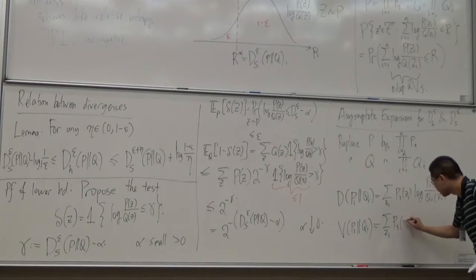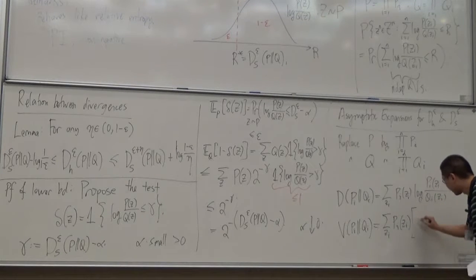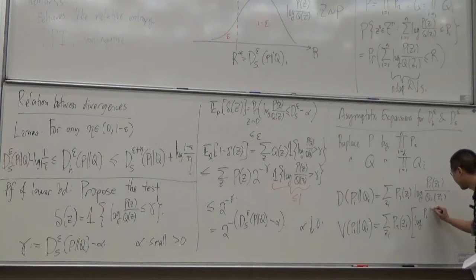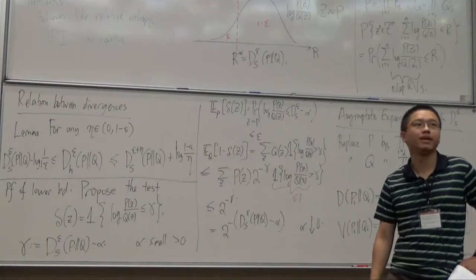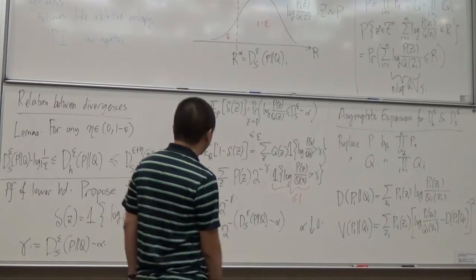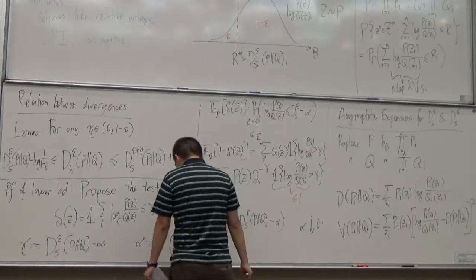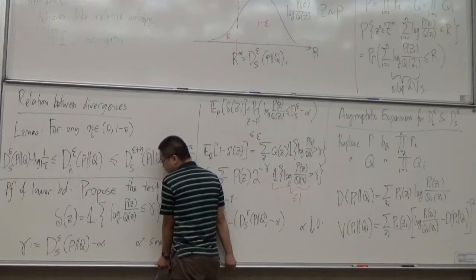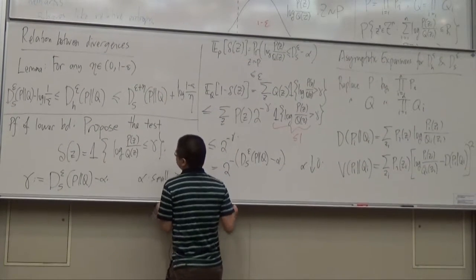This is a variance of this particular random variable, log of p_i over q_i. Well, what is the meaning of variance? We basically look at the centralized second moment, right? So we have to subtract the mean, and we take the square. That is something known as the relative entropy variance. These two quantities will turn out to be very useful in our evaluation of the asymptotics of D_s and D_H.